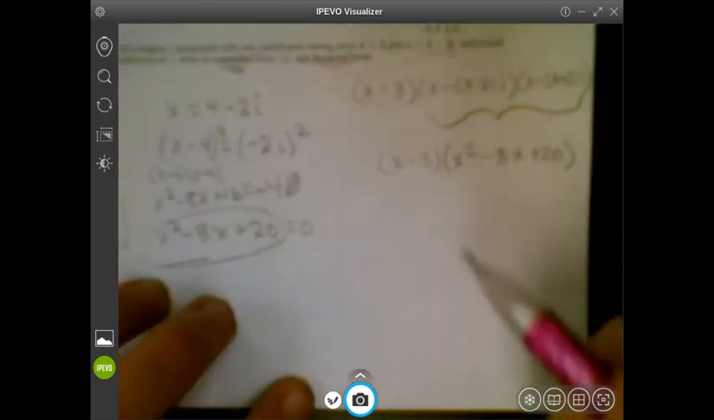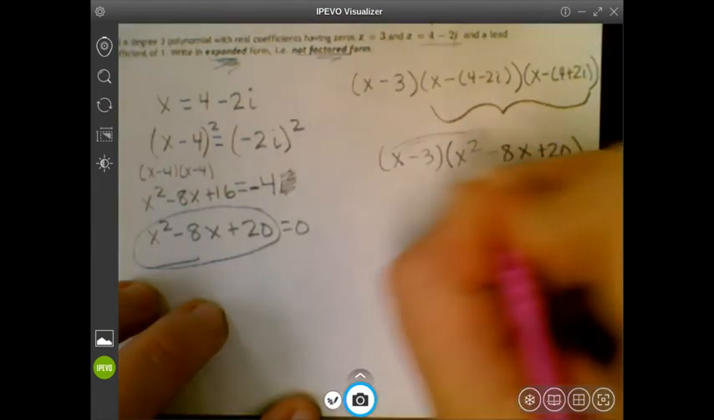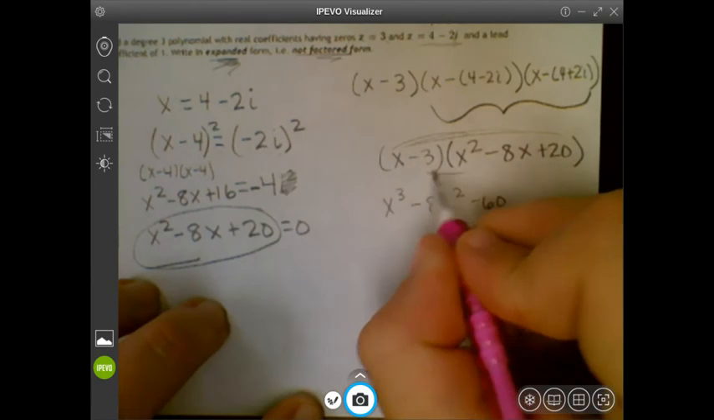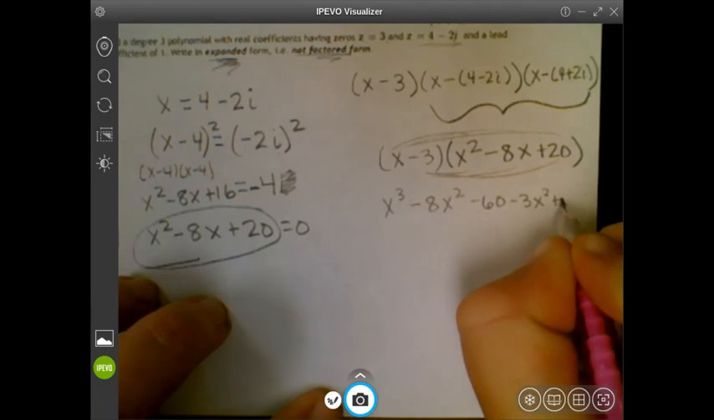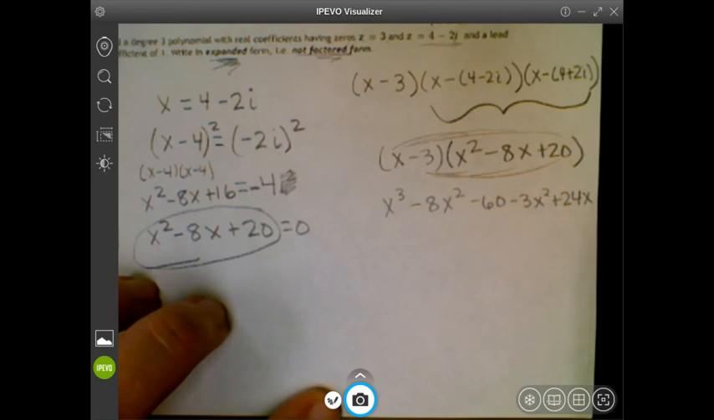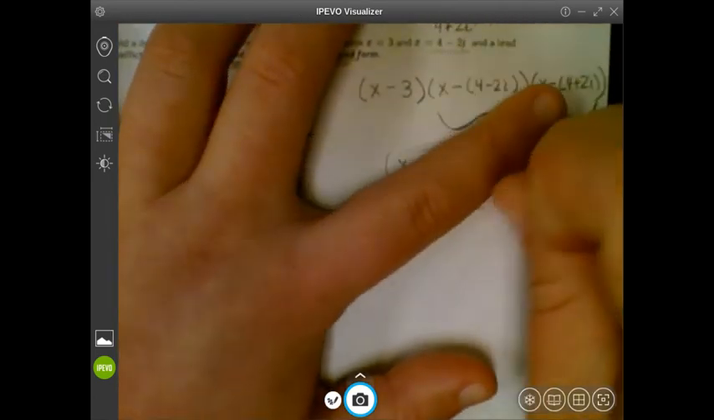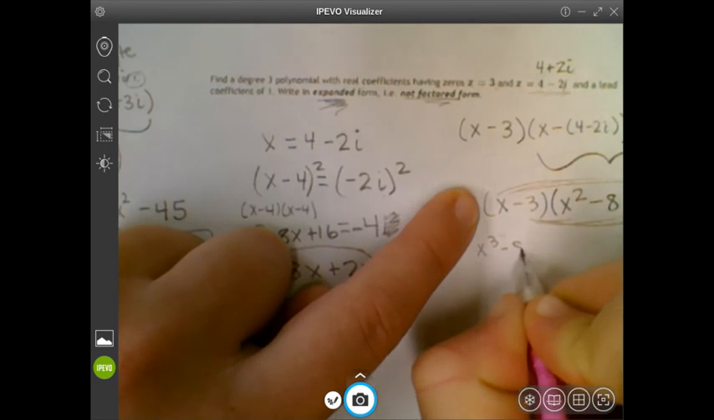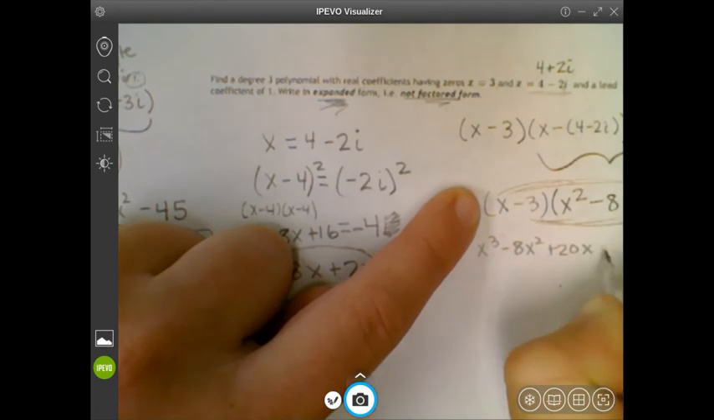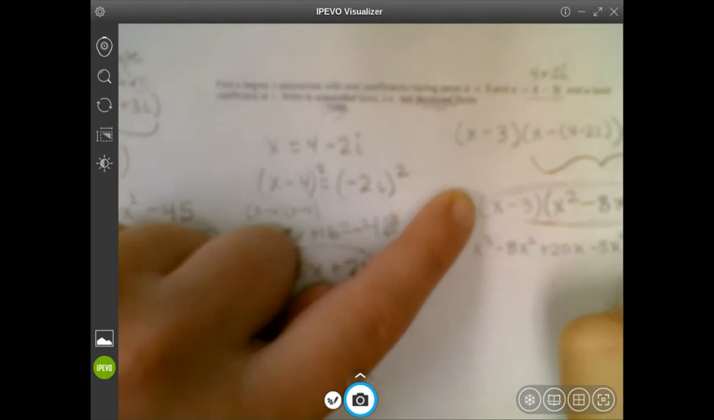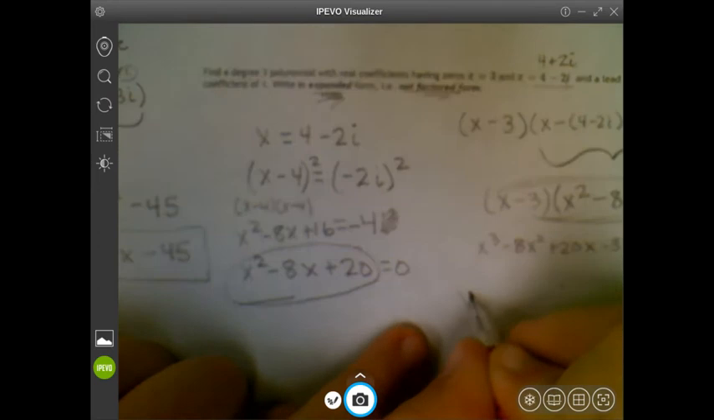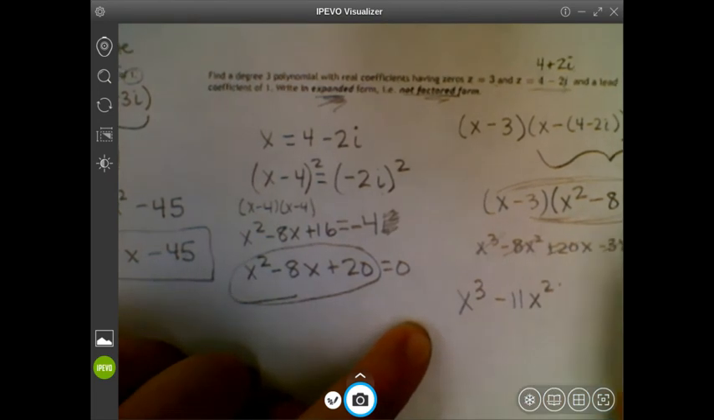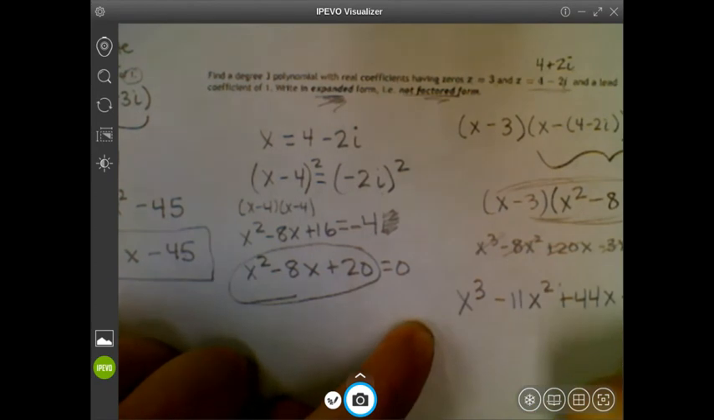And so we're going to get our polynomial in expanded form by distributing here. So we'll have x cubed minus 8x squared minus 60. And then distributing in the negative 3, negative 3x squared plus 24x. And I messed this up. Don't mind me. Let me fix this. I'm just going to start over because I just know I messed it up somewhere. So x cubed minus 8x squared plus 20x, there we go, minus 3x squared plus 24x minus 60. Okay. And combine like terms. So we'll have x cubed, a minus 11x squared, a plus 44x, and a minus 60.